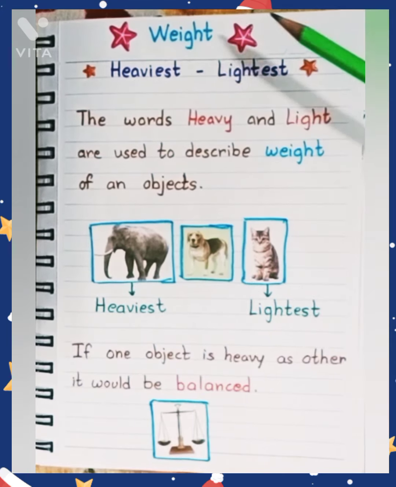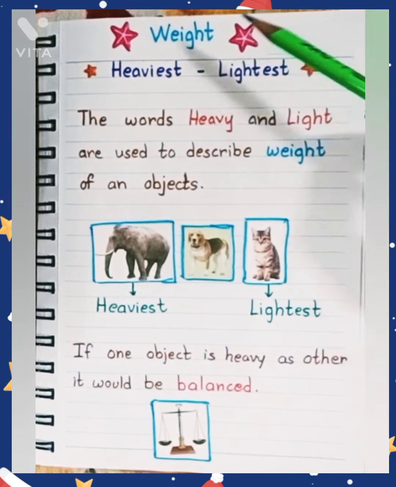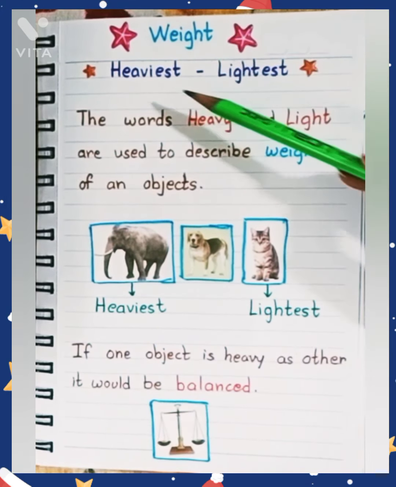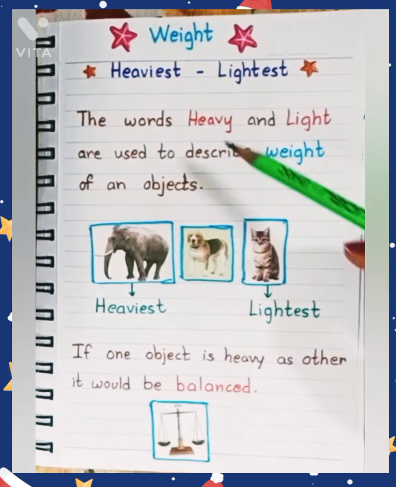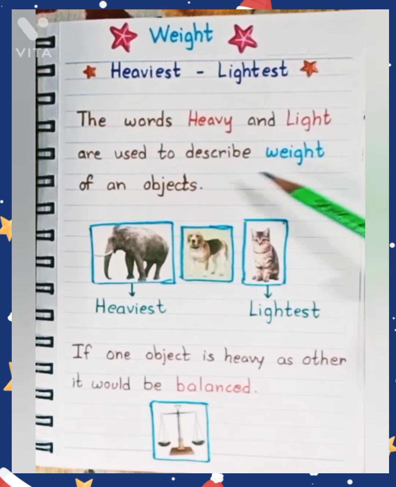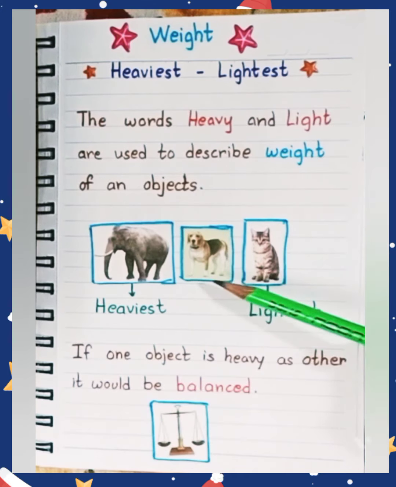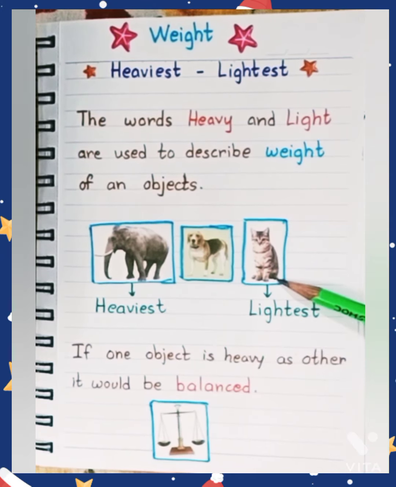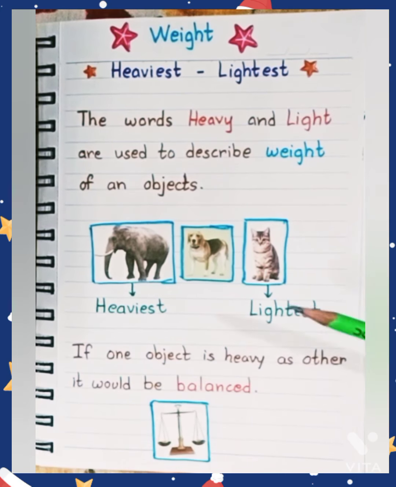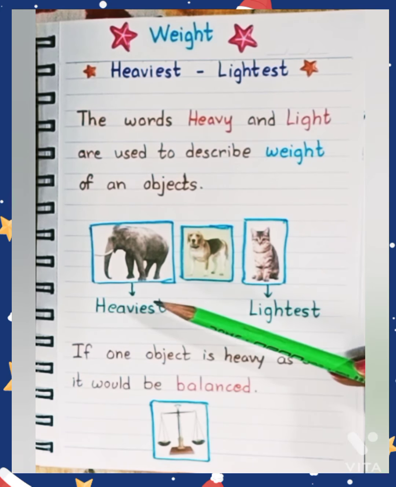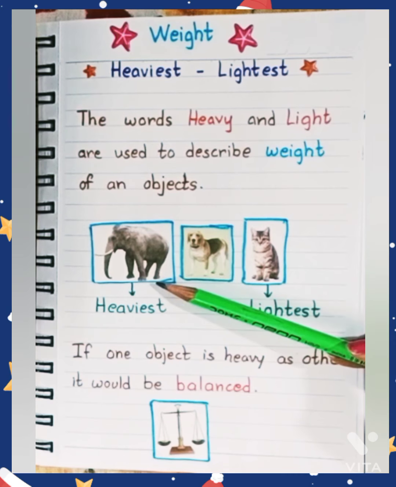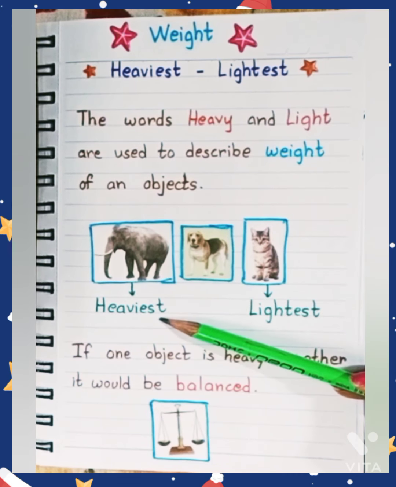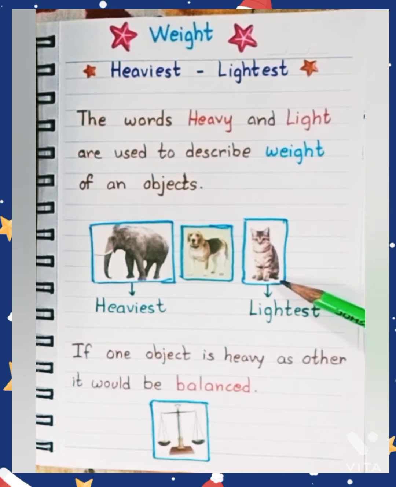Now let us understand the weight of any object. The weight is measured as heavy and light. The words heavy and light are used to describe the weight of an object. Now look at these three pictures. The elephant is the heaviest and the cat is the lightest. Here we can understand that the weight of the elephant is more, that's why it is called heaviest. And the weight of the cat is low, that's why it is called lightest.